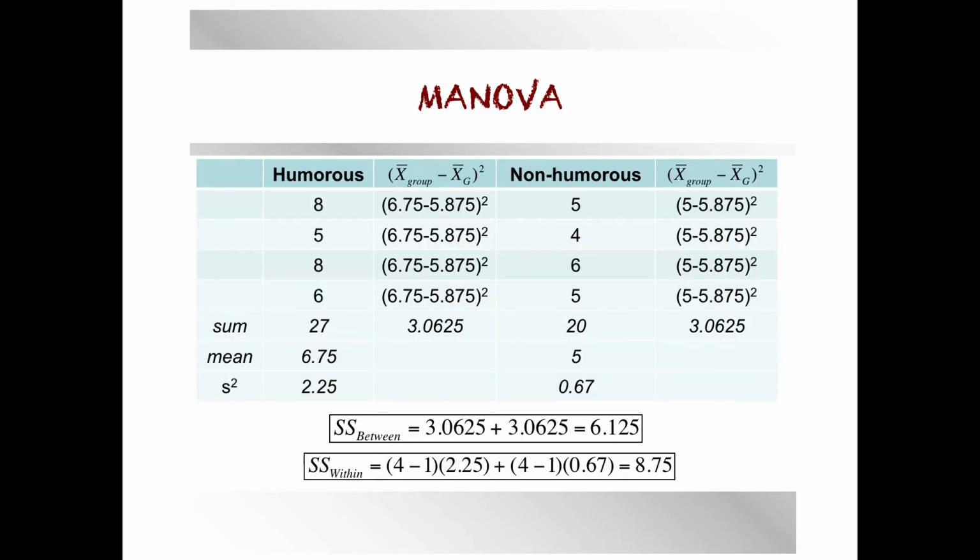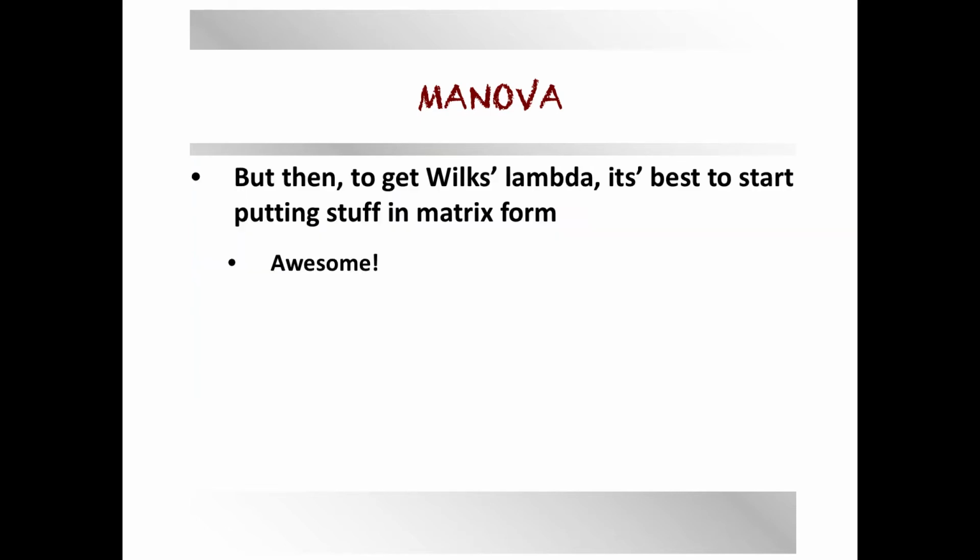Okay, so we've got to do that. Actually, we don't have to do this, but it's good to illustrate what we're about to do with the matrices. And that is show you that 6.75, for example, is the group mean for the humorous group. 5.875 is the grand mean for humorous and non-humorous on the second DV. The second group mean there, non-humorous, is 5, and so on. And so we're going to need these numbers as we convert into matrices.